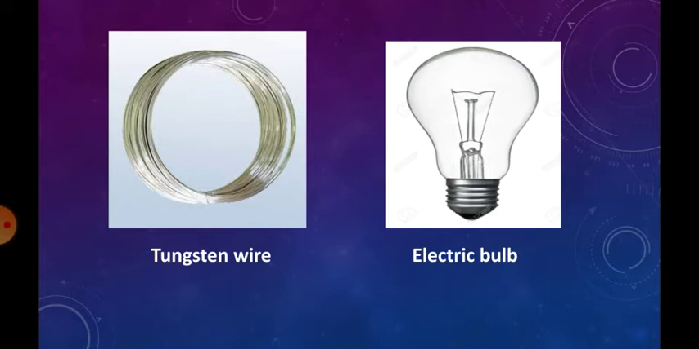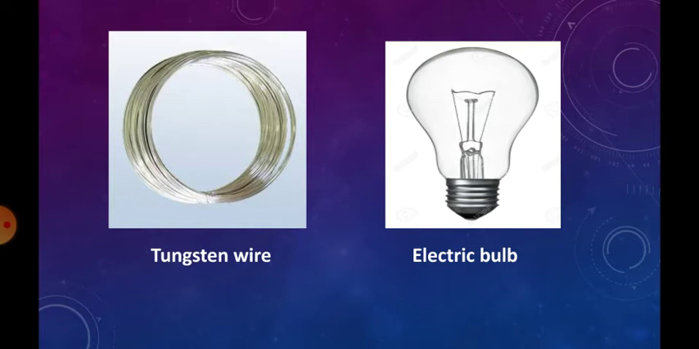The filament of the bulb is made up of this tungsten wire, and once the current passes through this tungsten wire, it starts glowing, and since it emits heat, we feel as if it is emitting light. It is just the hot wire which is getting heated, and because of this heat, with the red colored heat, we get to see the light. So this is how an electric bulb works.